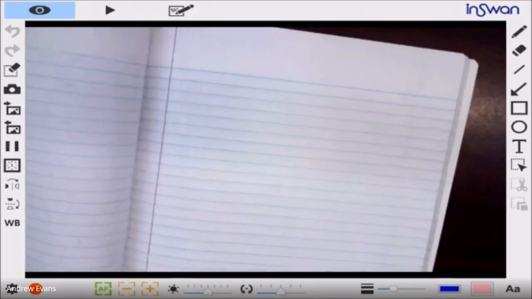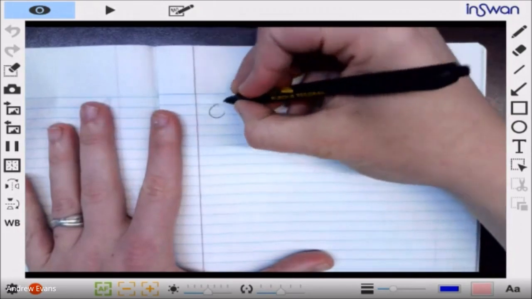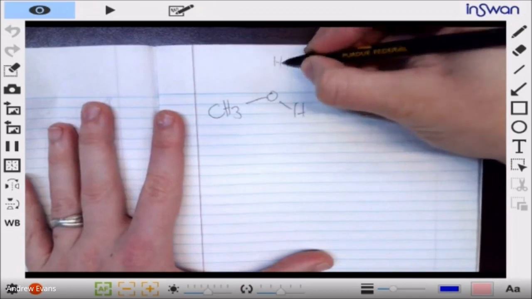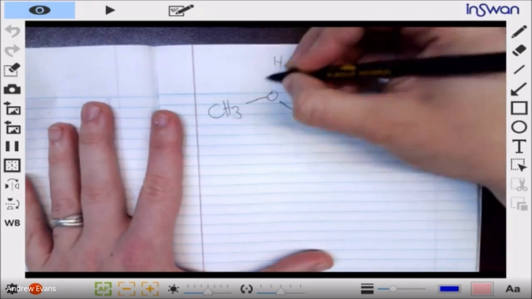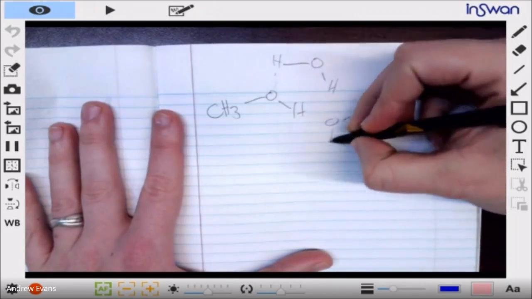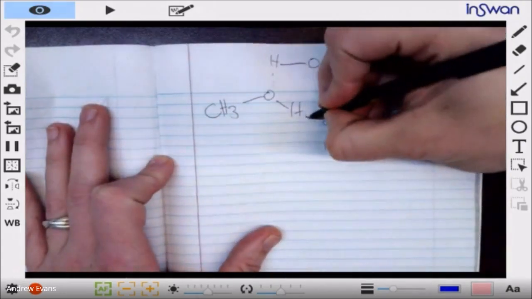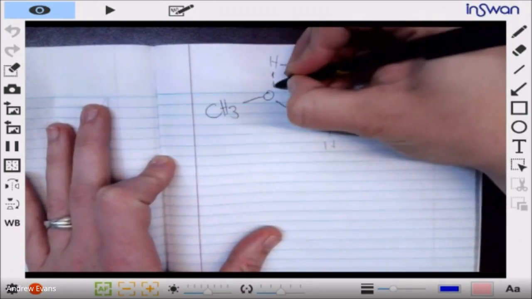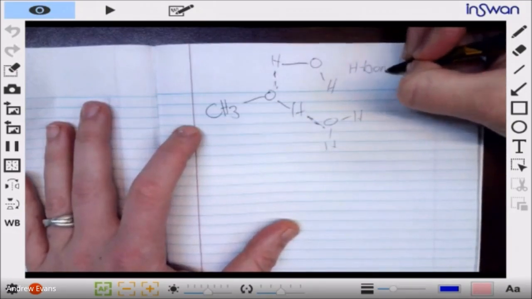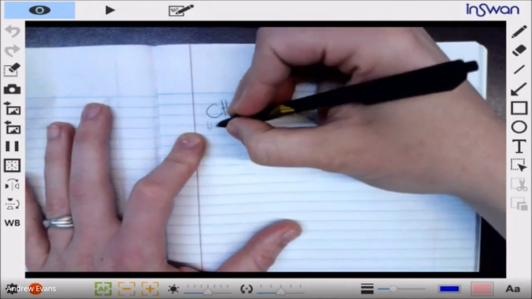Okay, so let's look. All of these we have to look at with water. So we draw CH3OH. We're looking at the OH doing an interaction with a water, maybe another one. So what we have right there is hydrogen bonding, an H bond. This also has an H bond between itself.